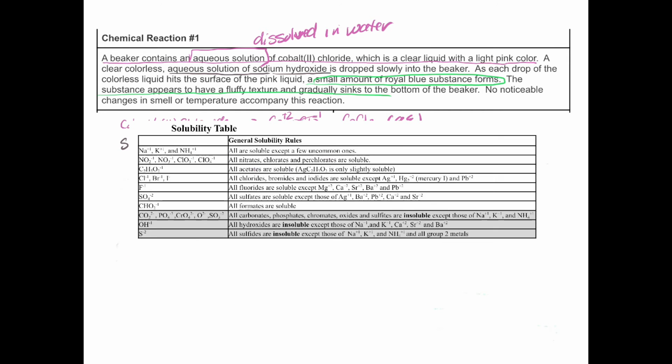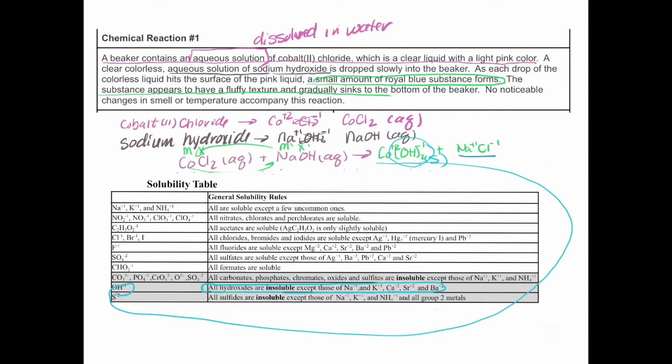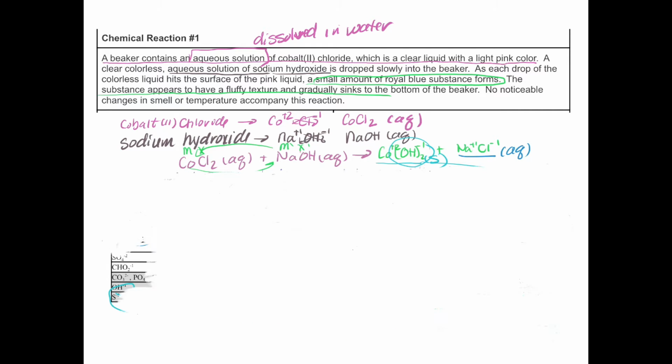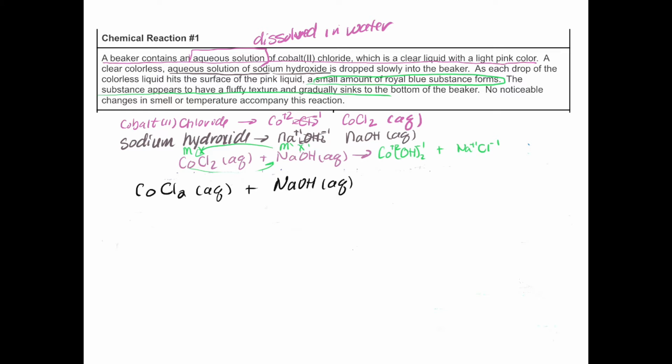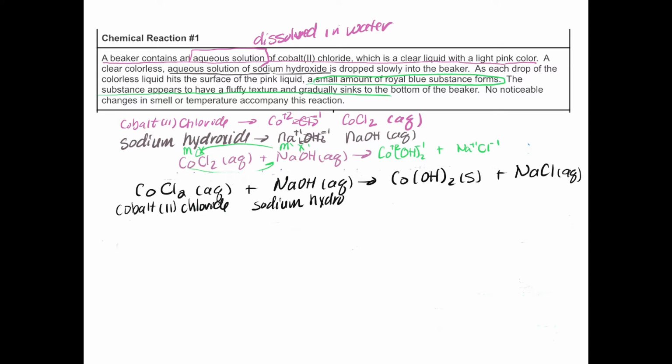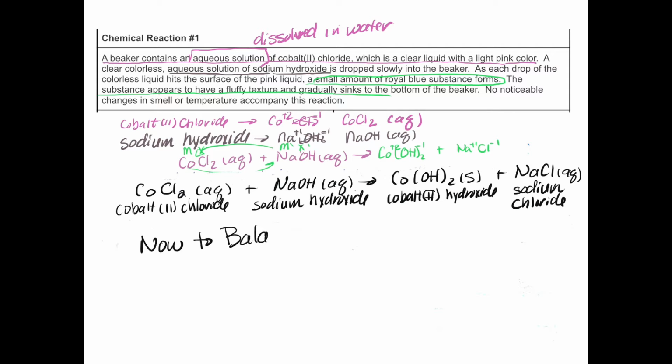All right, so now here we're going to decide which is solid. Here we've got hydroxides are insoluble, and group 1s and chlorides are soluble, so there's our solids and insolubles. So here's our balanced equation. Cobalt chloride aqueous plus sodium hydroxide aqueous gives us cobalt(II) hydroxide solid plus sodium chloride aqueous. And now underneath, I'm just going to write out the names. Now let's go to balancing the equation.